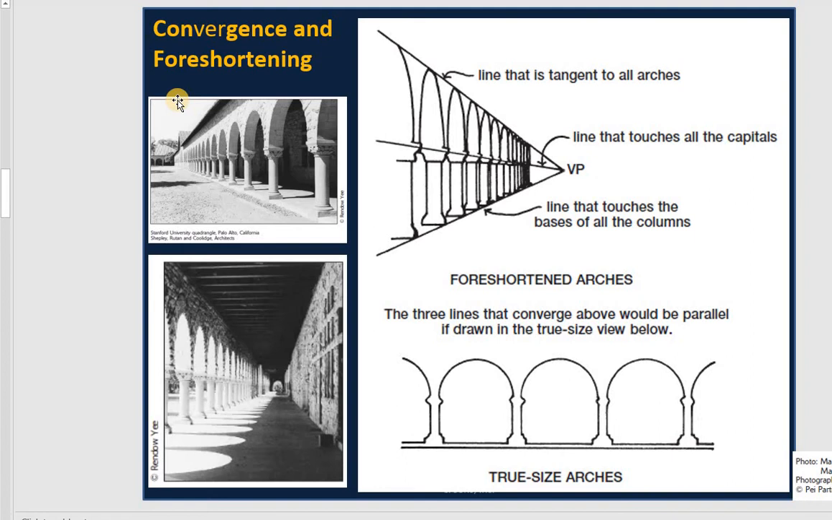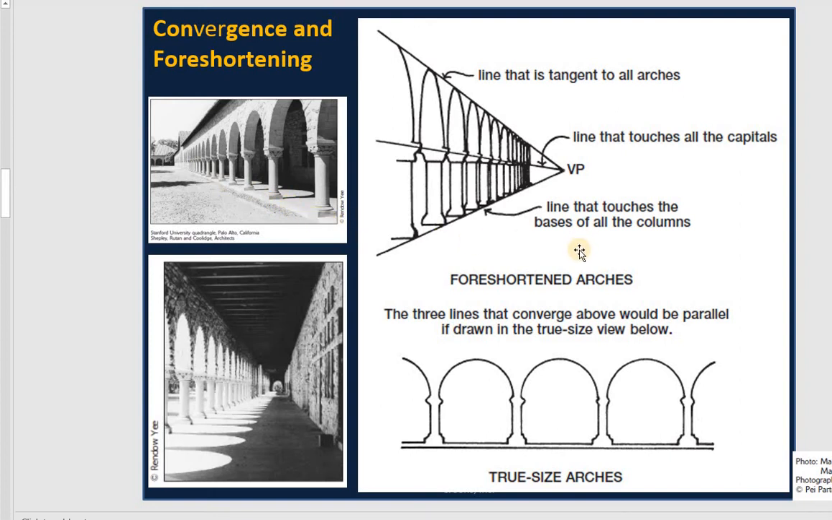Another definition, they call that convergence and foreshortening. When the viewpoint is right here, and you look at this, the line on the top is the tangent line of the arch. This one is the line from the base, and in the center is the line of the capital from the whole picture you see right here. This is the line from the capital. This is the vanishing point, and this line is the tangent from the arch, and here is the baseline.